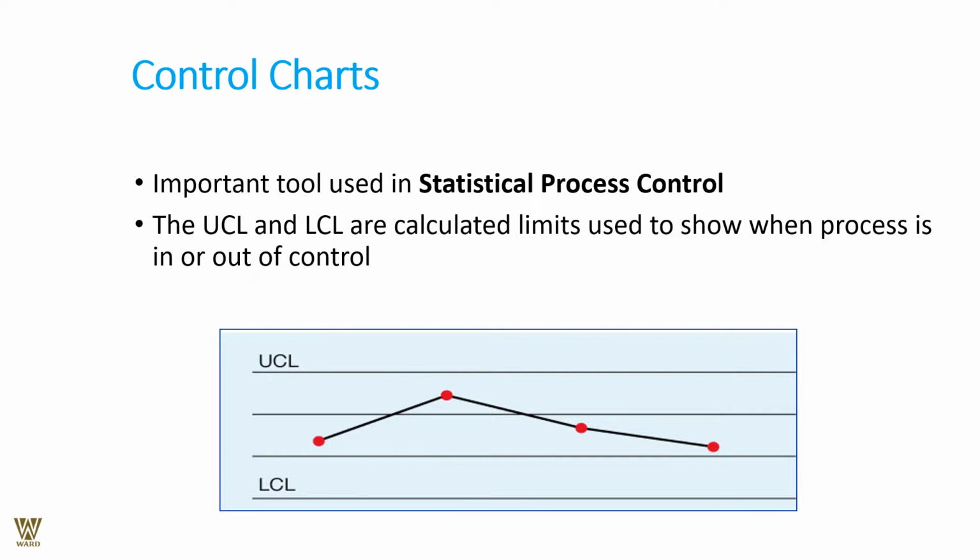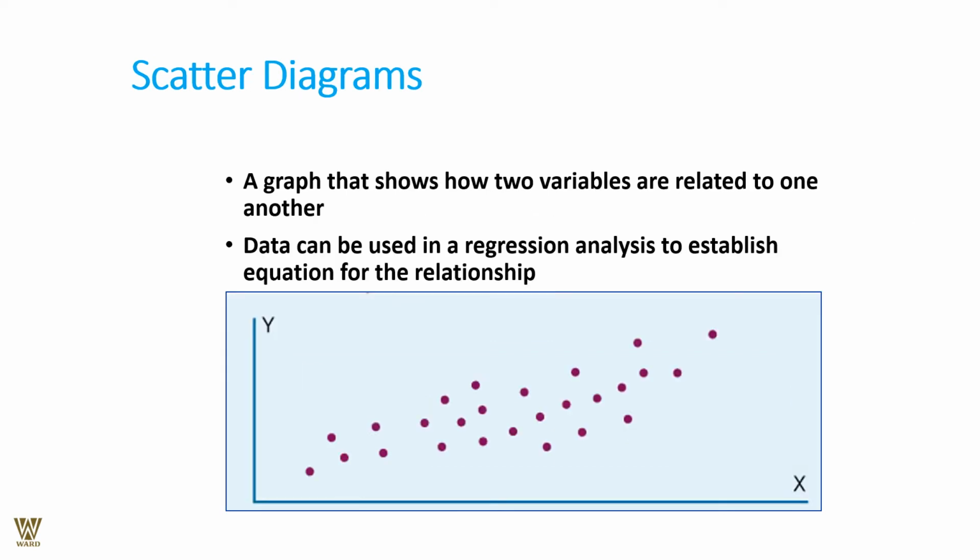There are certain limits, the upper control or the lower control, which if we breach, is not at all acceptable. A scatter diagram is a graph that shows how two variables are related to one another. Definitely yes. Data can be used in a regression analysis to establish the equation for the relation.